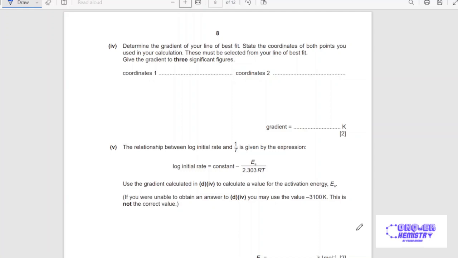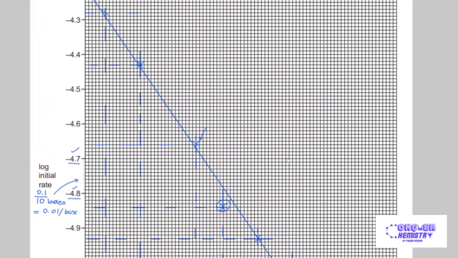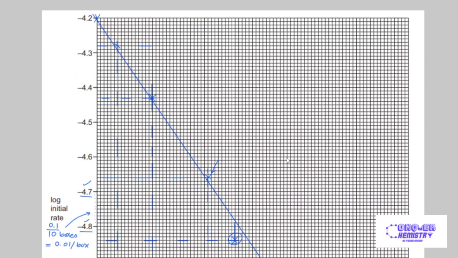Now the next thing that we have to find out is the gradient. So let's select points for that. Whenever we select points for the gradient calculation, we have to make sure that these 2 points have at least half of the straight line of best fit between them. So let's say I select a point that looks something like this. Now remember, we're not going to choose any data points. We're going to choose any point on the straight line itself that crosses through a corner of a box or small square. So we have this point over here.